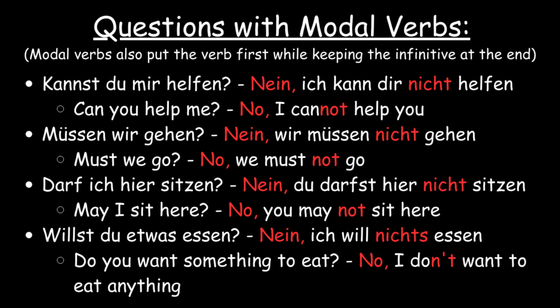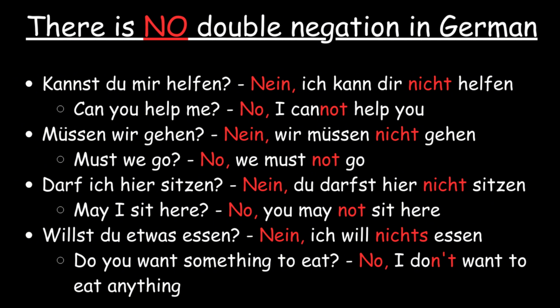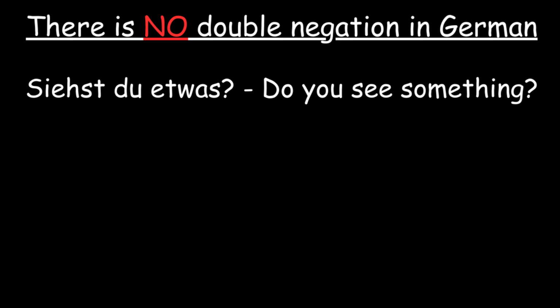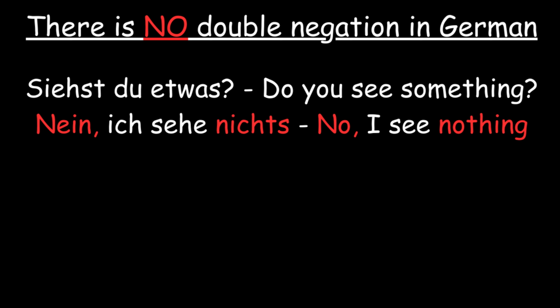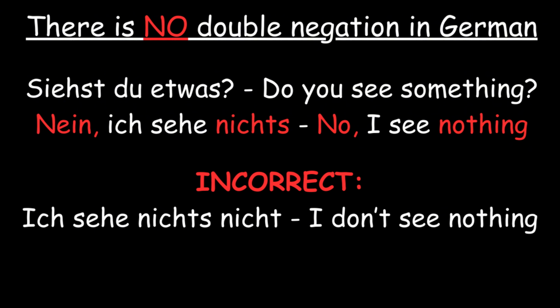When it comes to negated answers, it's important to know that German doesn't have double negatives to reinforce negation, which is similar to English. In a question like Siehst du etwas?, the correct negative response would be Nein, ich sehe nichts. No, I see nothing. It would be incorrect to say ich sehe nichts nicht, I don't see nothing, because German doesn't have double negation.